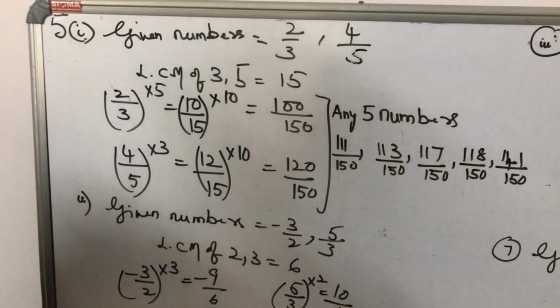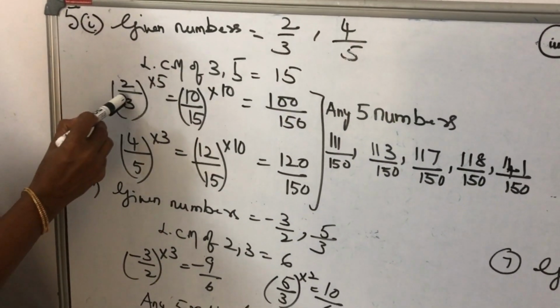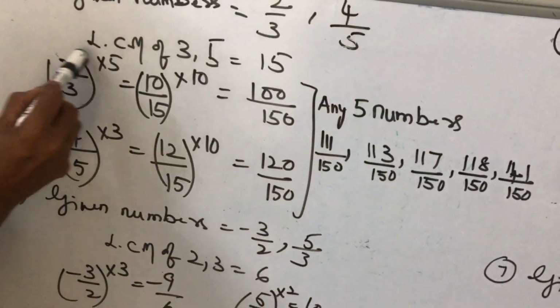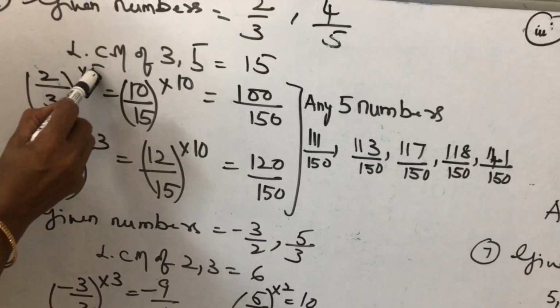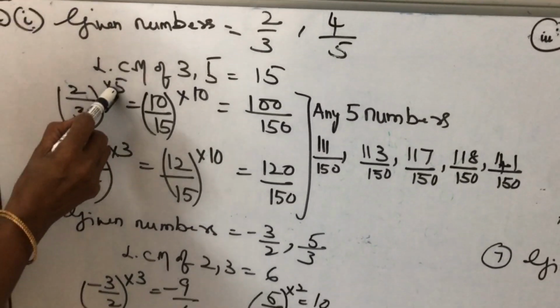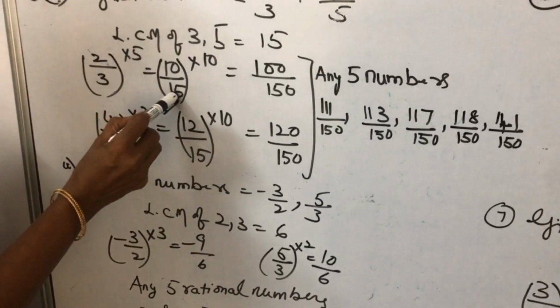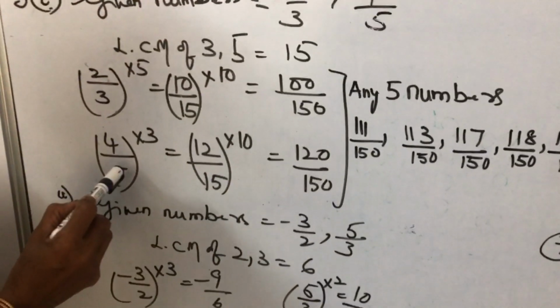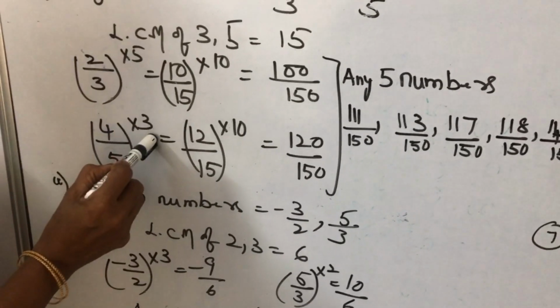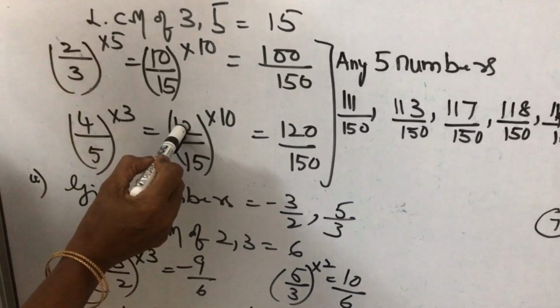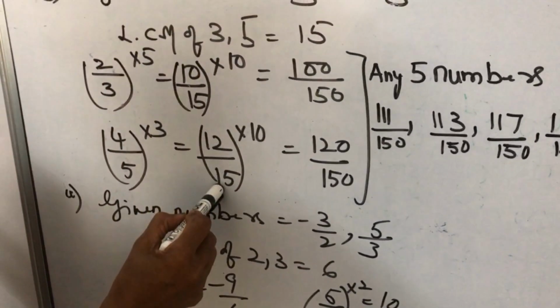3 divides 15 5 times. Rational into 5. 2 5s are 10. 3 5s are 15. Then 4 by 5. 5 divides 15 3 times. 4 3s are 12. 5 3s are 15.